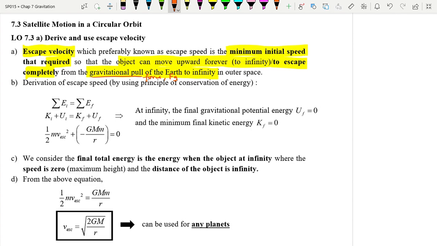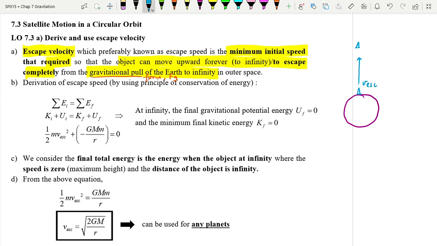Okay, so kalau kita lukis diagram, contoh kita imagine ada roket yang kita nak launch. Imagine this is Earth. Kemudian kita lukis satu roket at the surface of the Earth. Kemudian roket ni nak escape completely from the surface of the Earth and then escape to infinity. So maksudnya roket tu kena ada V escape, nak escape.